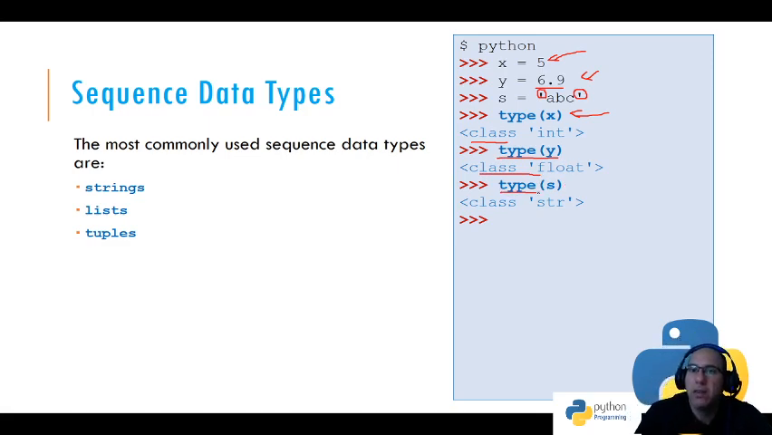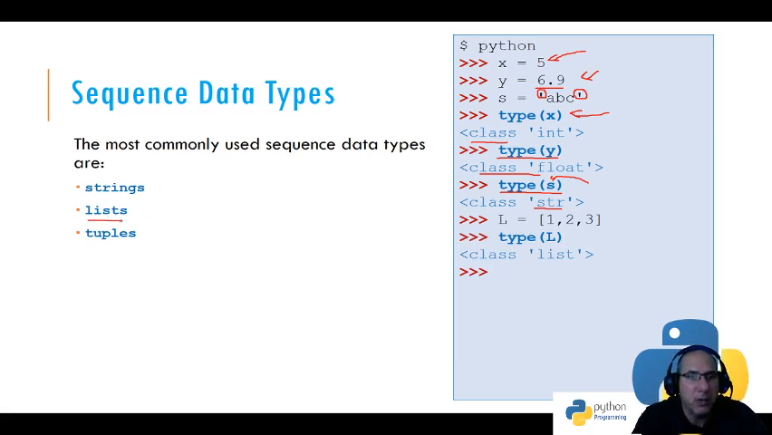When we call the type function for the s variable here, we get class str, short for string. Also, the other type here, which is list: we can create a list by using square brackets. This is one of the ways to create a list and initialize it. We initialize it with three integer values, 1, 2, and 3. If we check the type of this variable L, we will get class list.